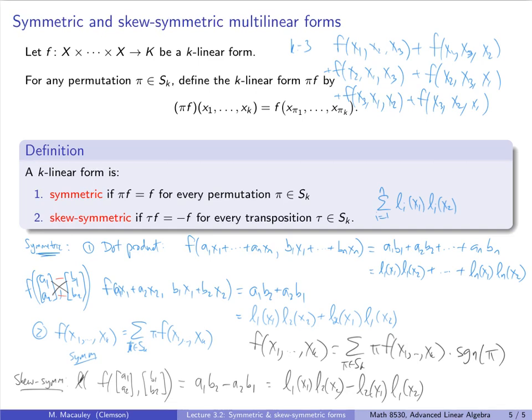Okay, so in the next lecture, we will look at another class of k-linear forms, which are called alternating. These are very similar to skew symmetric forms, and these are actually what determinants are. So that's going to be key to define the determinants formally. So stay with us.